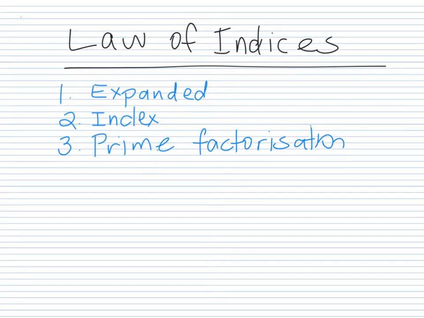Okay, welcome back. In our last lesson, we had an introduction to the law of indices, and we found that there were 4 forms that a number can be expressed in. In this way, expanded was number 1, the index was number 2, and number 3 was our prime factorisation.